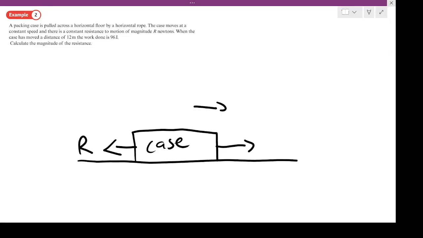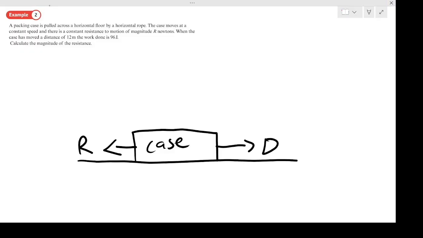I'm told that the case has moved a distance of 12. The work done is 96. And so therefore there would be a driving force moving forward. The forward force is a driving force. Or you might spot it's a rope, so specifically it's a tension force. But there we are, that's the setup here. Hopefully happy with that. There's a forward force that's pulling the case, and a resistance, so it's opposite to the movement. So it works backwards.